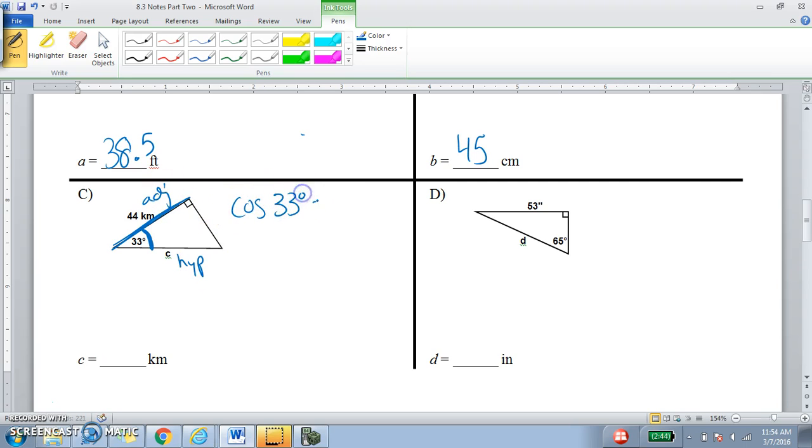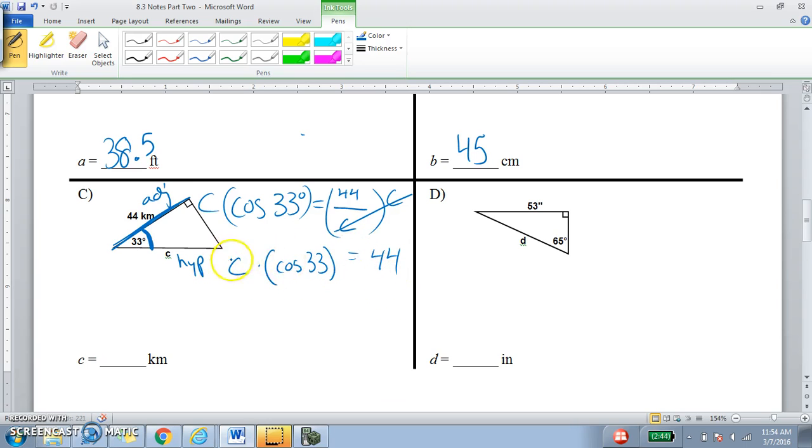So cosine of 33 degrees equals my adjacent, which is 44, over my hypotenuse, which is C. Now we've got a little bit of a problem because the variable is in the denominator. We need to get it out of the denominator. We need to eliminate fractions. One way we can do that is to just multiply both sides by the variable and eliminate the fraction. So now we have C times cosine 33 equals 44.